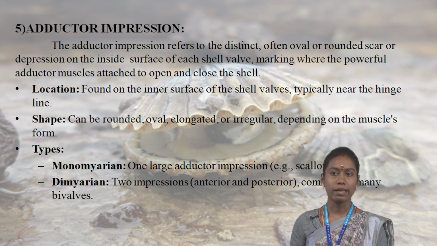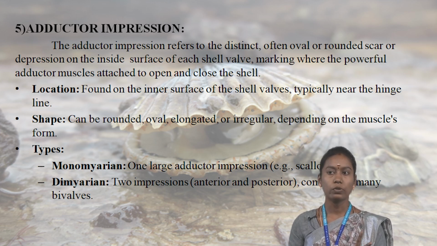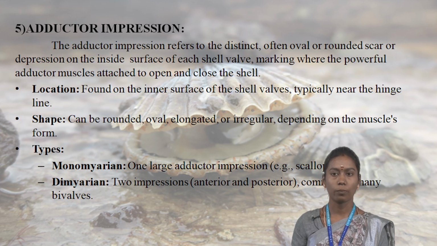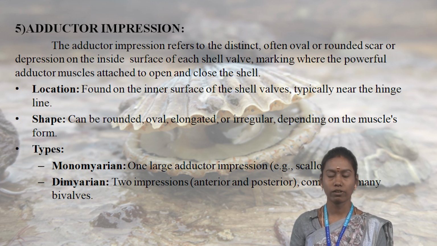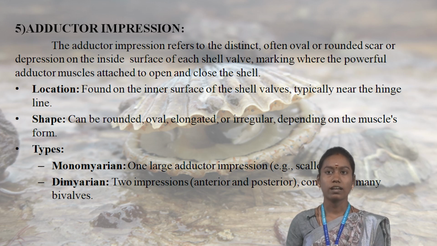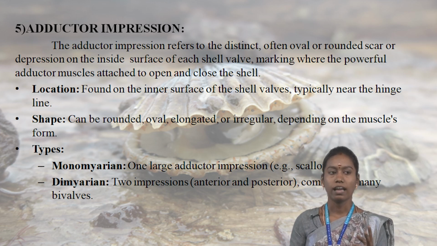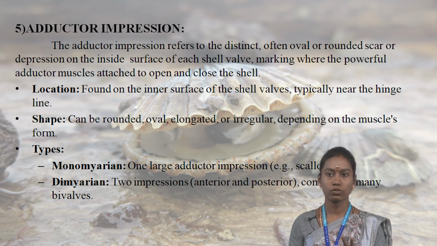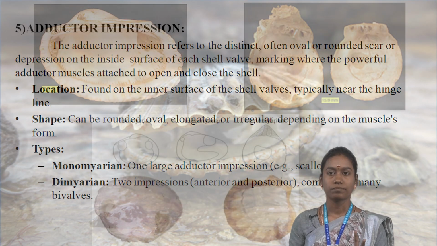Then dimyarian. Di means two. Dimyarian means two impressions. They are common in many bivalves. Most of the bivalves we can see are the dimyarian type, because there is one adductor impression on the anterior and the other on the posterior. So we can say dimyarian.